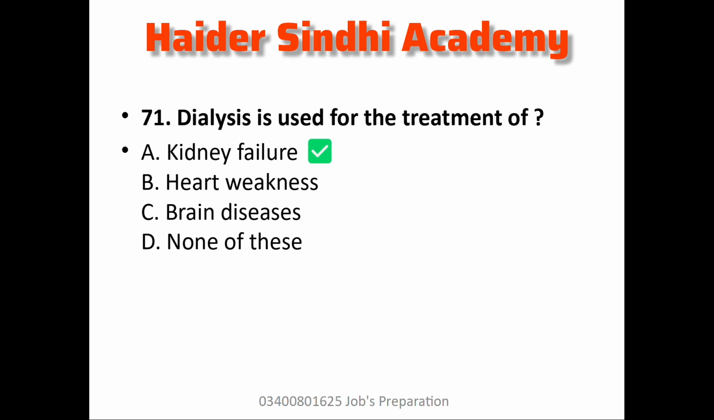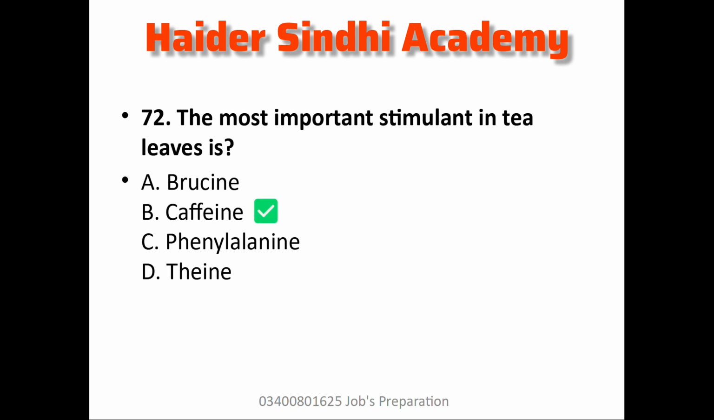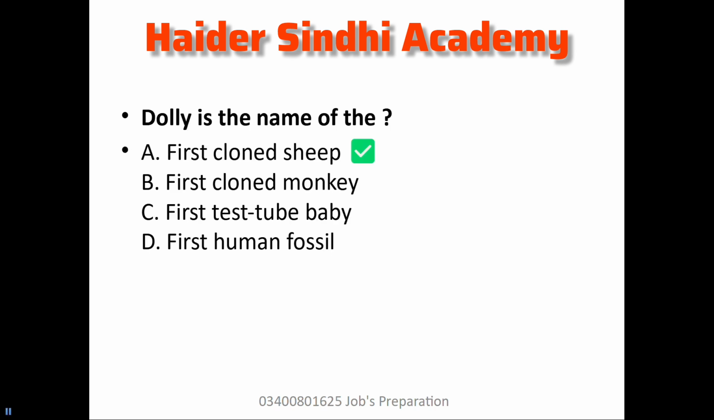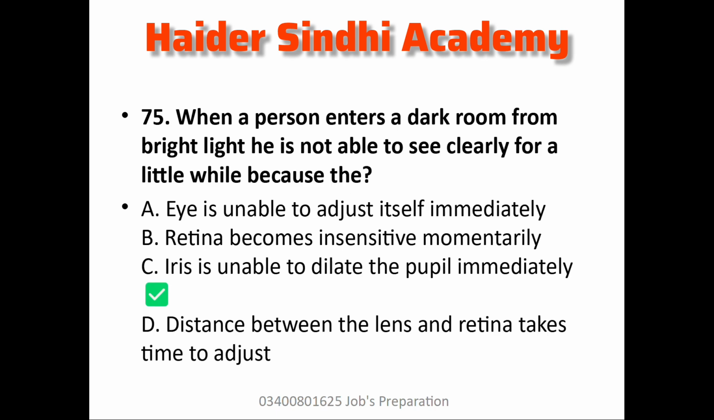Dialysis is used for the treatment of kidney failure is the correct option. The most important stimulant in tea leaves is caffeine is the correct option. Dolly is the name of the first cloned sheep. Option A is the correct option.